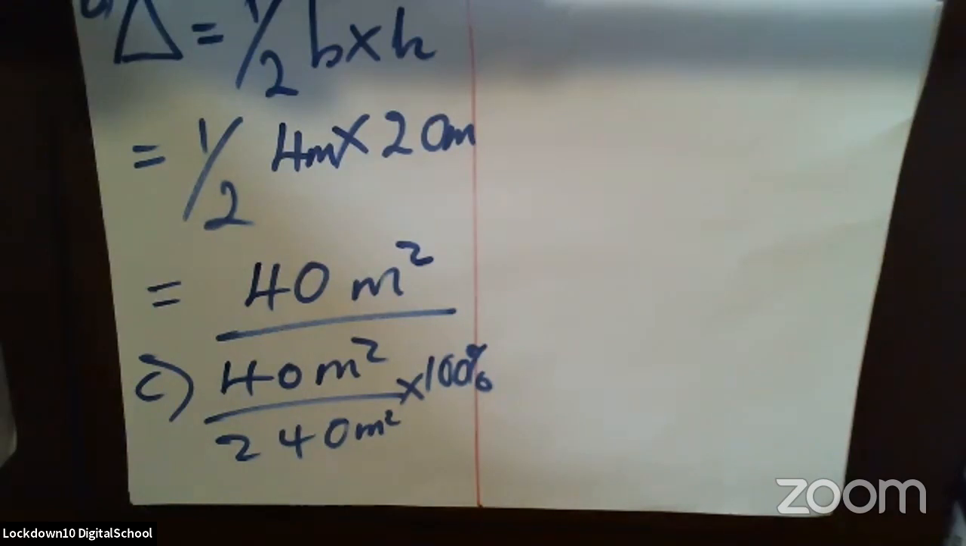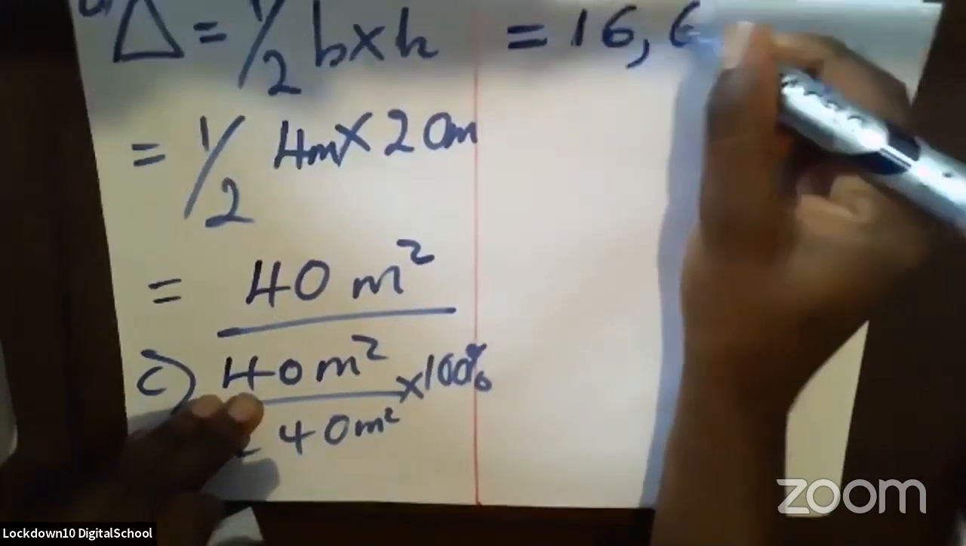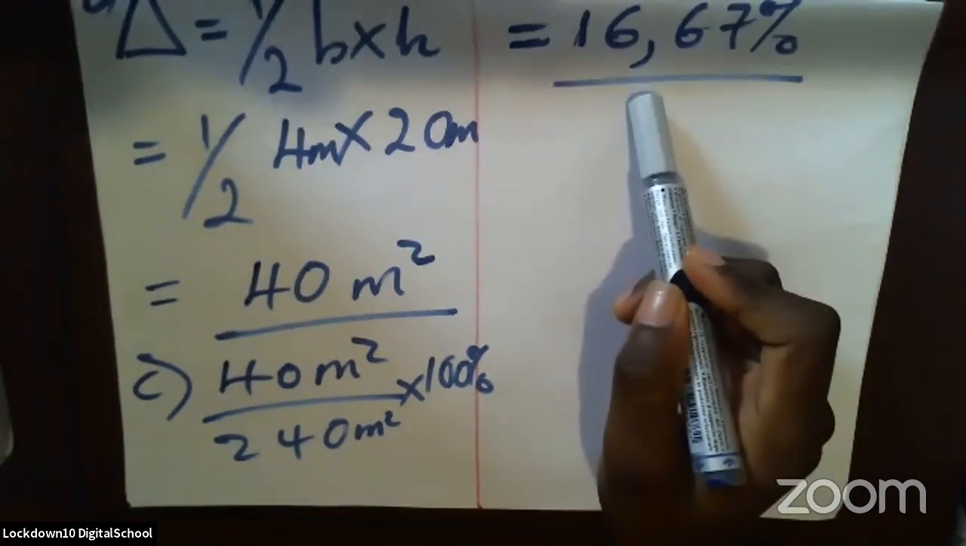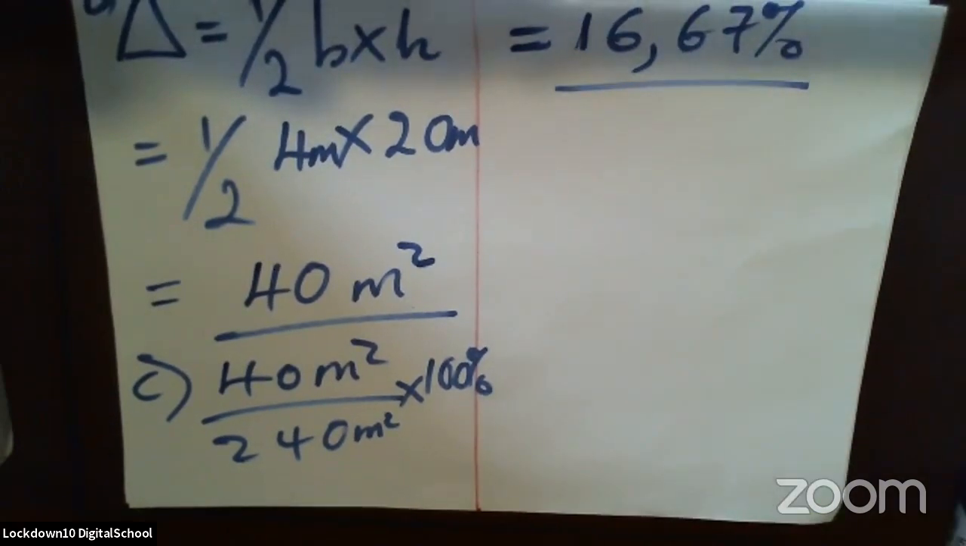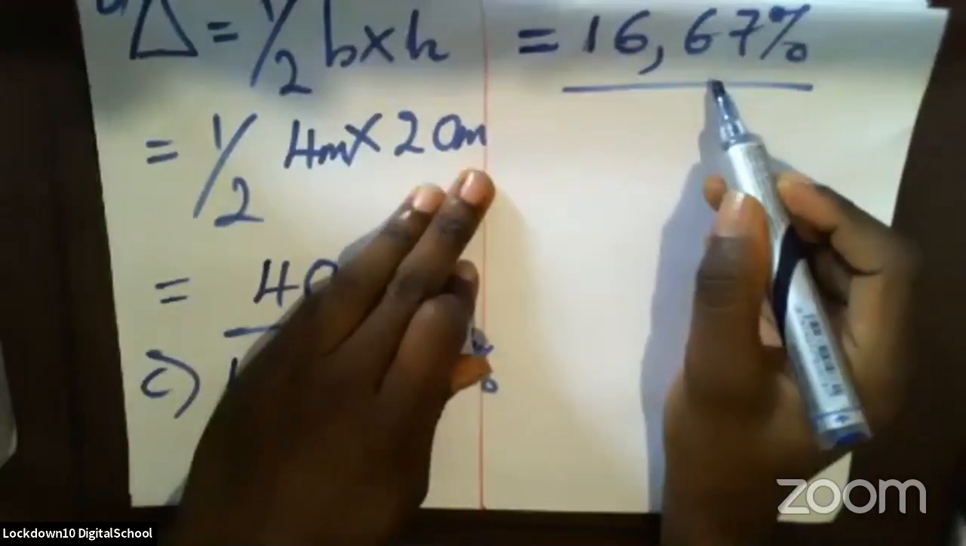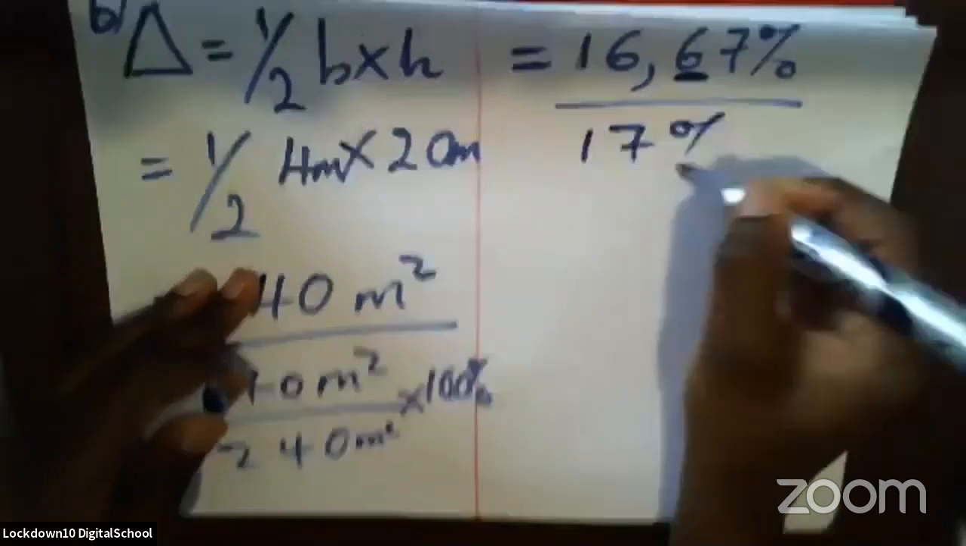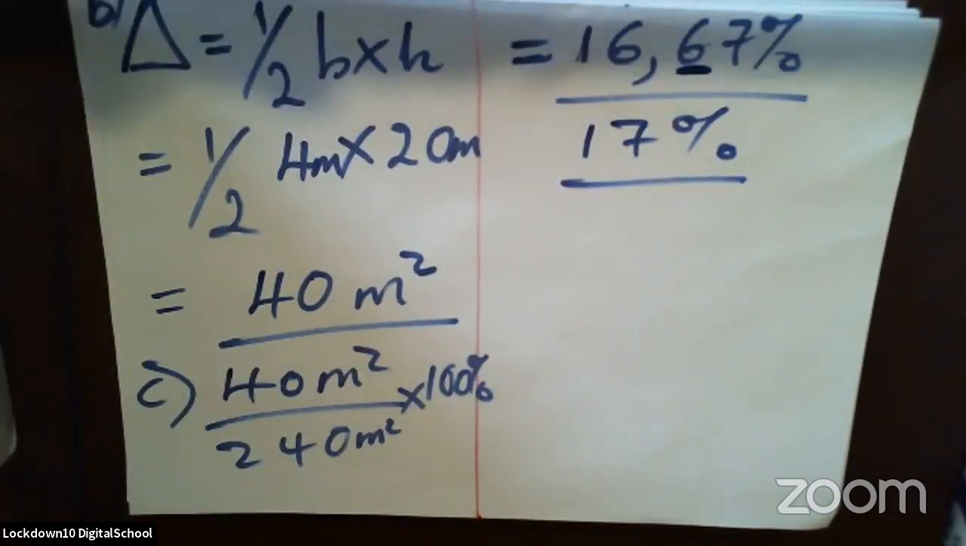40 divided by 240. This will give us 16.67%. Yes, but the question again is asking us to give the answer as a whole number, right? So if we are to give the answer as a whole number, we just look at this part here, and we see that it is greater than or equal to 5. So this will be 17%. Yes, 17%. 17% is better. Okay. Let's look to the next question.